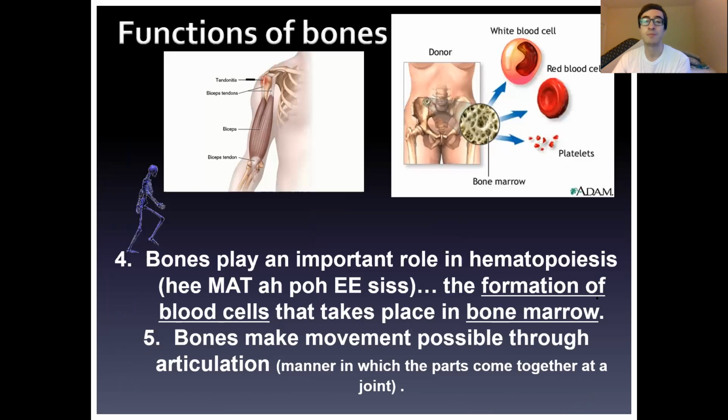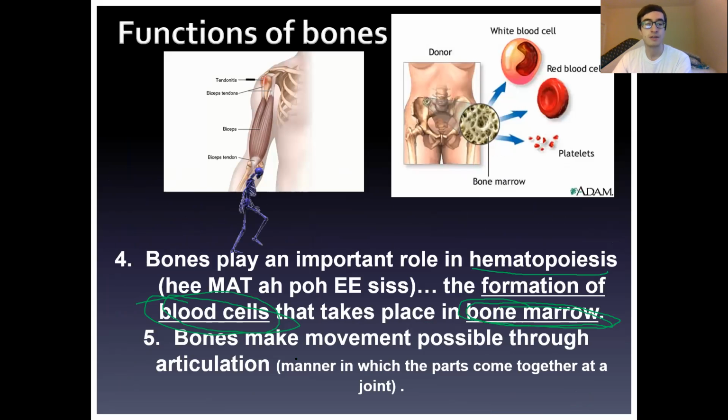Bones are really, really important for making blood cells. So the fancy anatomy term for this is hematopoiesis, which just means forming blood cells in your bone marrow. We're going to talk about bone marrow in a little bit, but this is where your actual blood cells, so your white blood cells and your red blood cells, are made inside of your bones. That is where your blood cells come from.